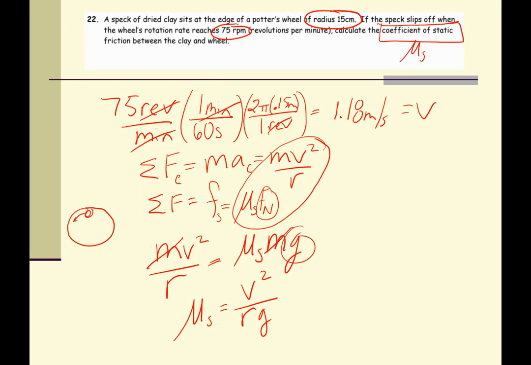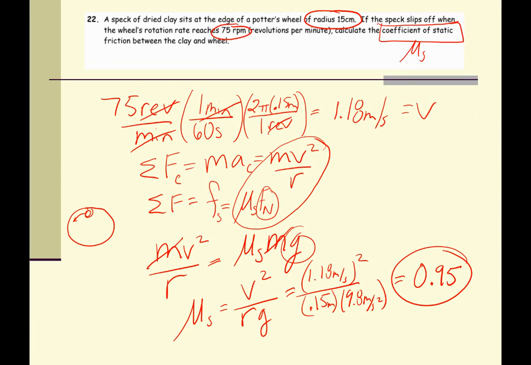So when I go ahead and plug everything in, I have my 1.18 meters per second. I square that, divided by my radius, which is 0.15 meters, times 9.8 meters per second squared. And that's going to end up giving me a coefficient of static friction equal to 0.95.